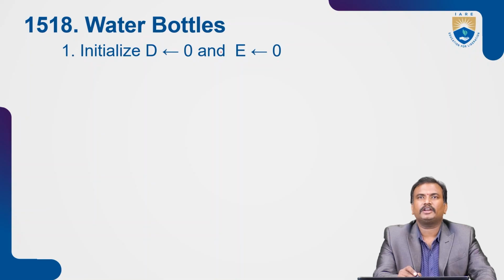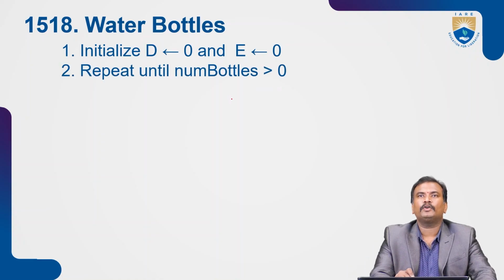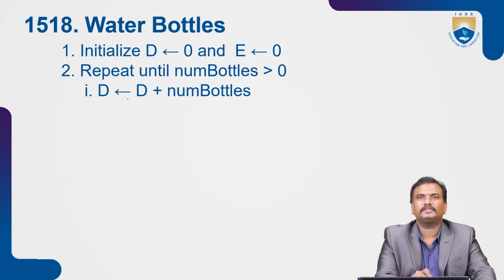So first we are initializing D as 0, that is drink bottles as 0, and empty bottles also 0. And we are taking a loop. We need to continue until the number of bottles is greater than 0. We need to repeat this loop until the number of bottles is greater than 0. And now we are taking D equals D plus number of bottles.